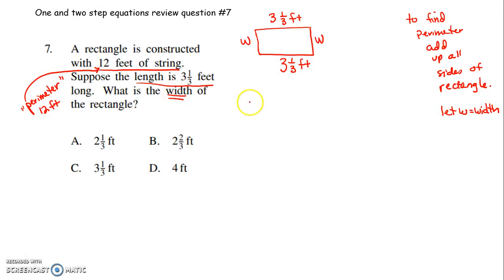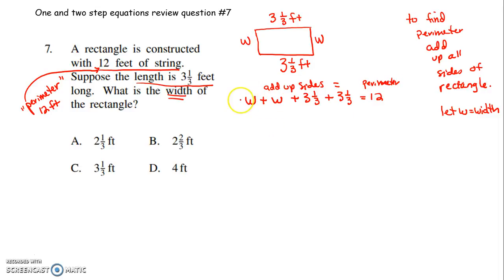So if I was going to add this up, I would have to do W plus 3 1/3 plus 3 1/3, adding up all the sides, equals my perimeter of 12. So this is add up sides. Set that equal to your perimeter, whatever they tell you your perimeter is.